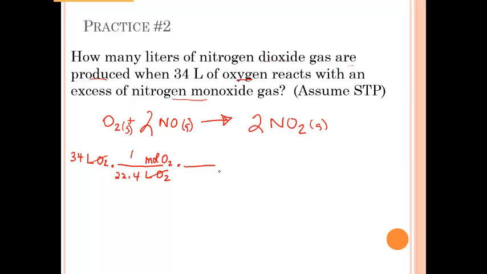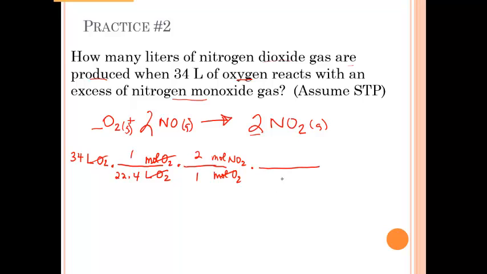Now from there, our rule was that we need to do our mole to mole ratio. So we want to take our moles of oxygen, and the substance that we want liters for is liters of nitrogen dioxide. So we're going to have to start by getting moles of nitrogen dioxide. That'll allow our moles of oxygen to cancel. And if we look at our balanced equation, our moles of oxygen is a 1, and our moles of nitrogen dioxide is a 2. So we're plugging those numbers in from our balanced equation.